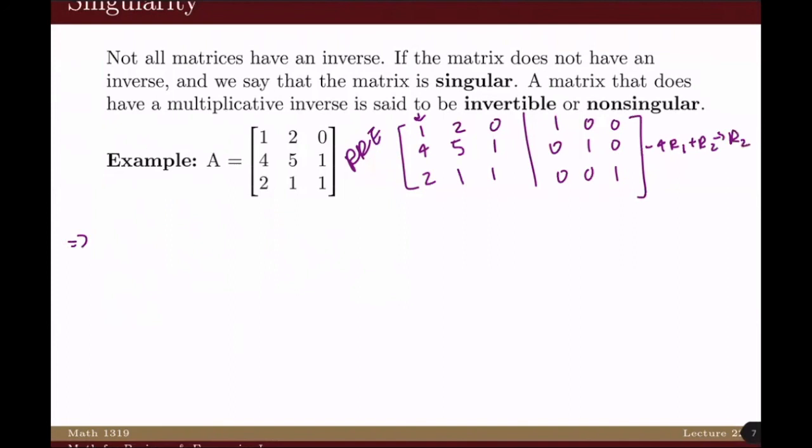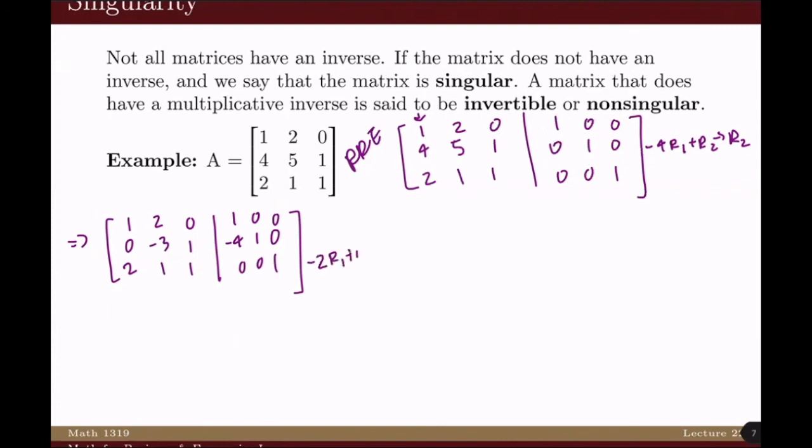And so that will give us, well, the top row is not changing, so we have 1, 2, 0 augmented with 1, 0, 0. And the second row is changing, so we'll have 0, and then we'll have, let's see, -4, so it's -8 plus 5 is -3. Then 0 plus 1 is still 1. Then -4 times 1 is -4, and then a 1, and then a 0. And then the third row didn't change, so we have 2, 1, 1, 0, 0, 1. All right, next we want to get this 2 out of the way. So we can do -2 row 1 plus row 3 to give me my new row 3.